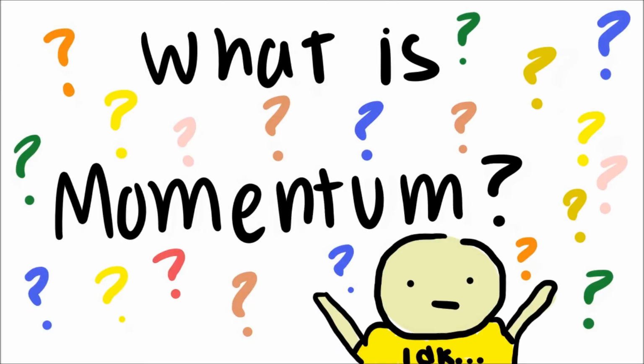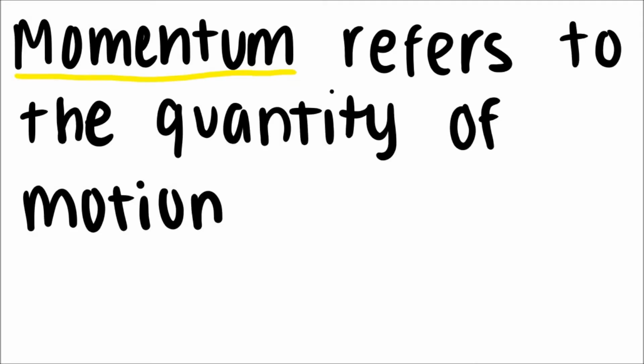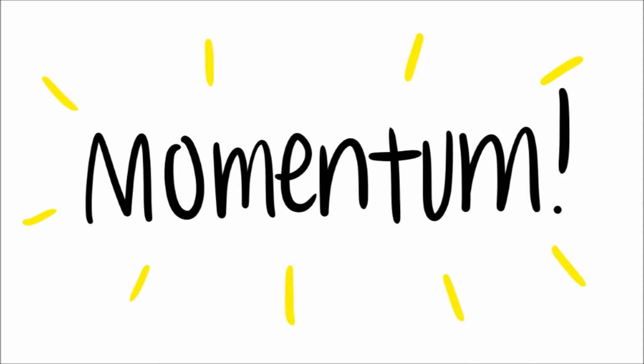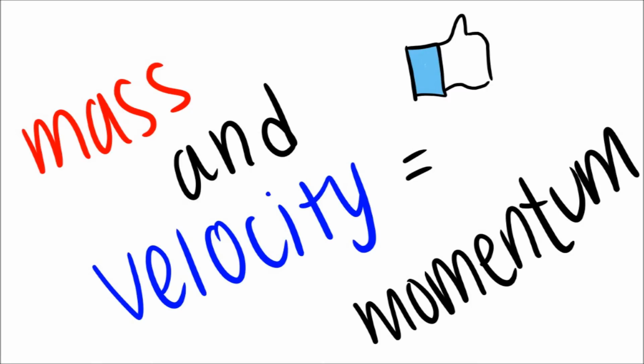Today we will be discussing momentum and collisions. To begin, what is momentum? Momentum refers to the quantity of motion that an object has. Momentum is the product of the object's mass times its velocity. Any object that is in motion has a momentum. An example of momentum would be a paintball flying through the air. If anything has a mass and a velocity, then it has a momentum.